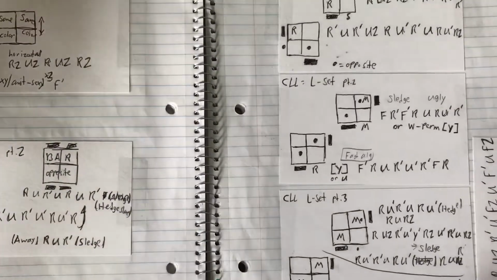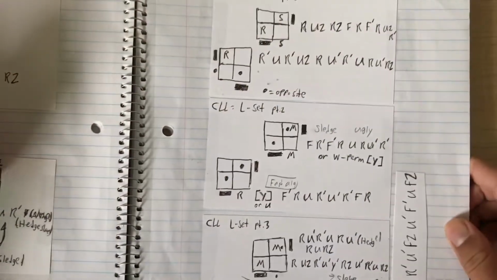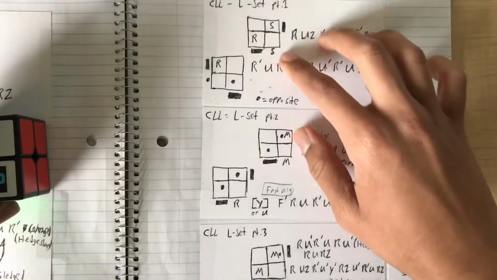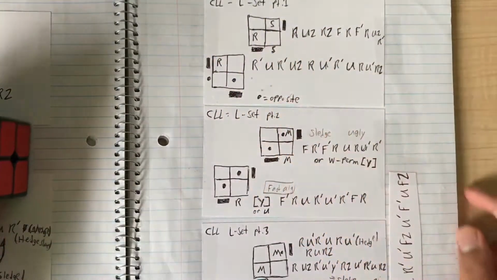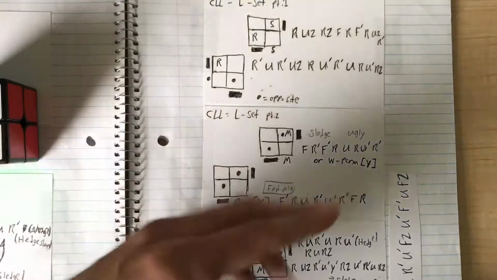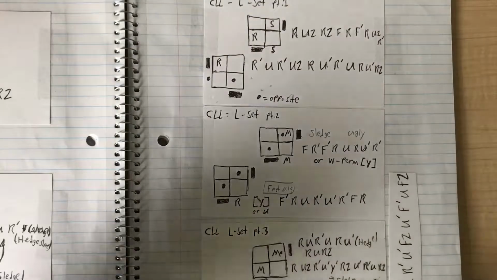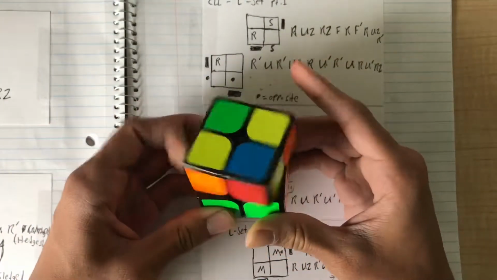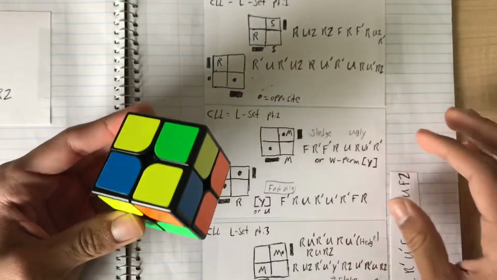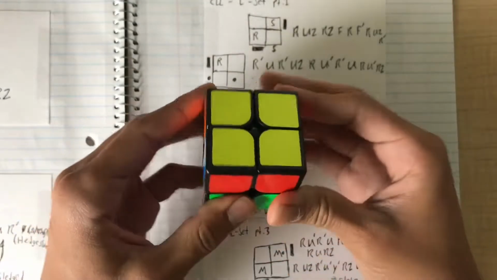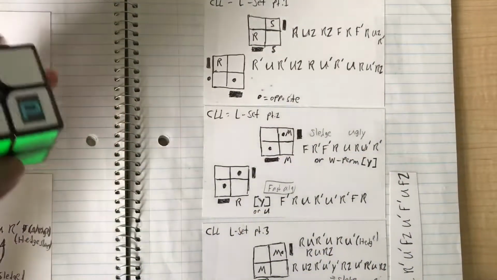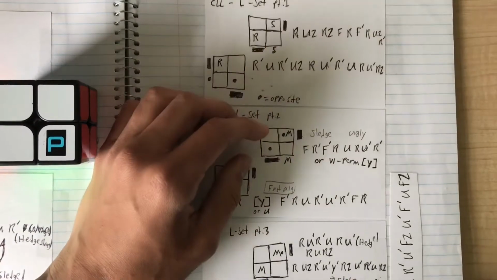And then I went on to learning the L set. I don't know if you can see that. I went on to learning the L set because the L cases were pretty annoying for me, because in the beginning I would do this, which is really inefficient, and yeah, no one likes that. So I started off learning L first of all.